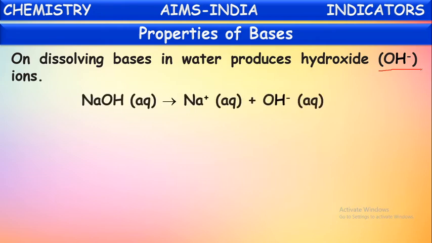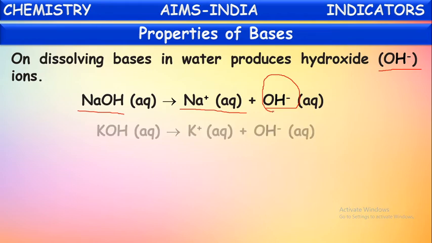For example, if you dissolve sodium hydroxide into water, if you make an aqueous solution of sodium hydroxide, this produces Na plus ions and OH minus ions. These OH minus ions are called hydroxyl ions. Not only this, in common, bases on dissolving into water release these OH minus ions. How acids produce H plus ions, in the same way, bases produce OH minus ions on dissolving into water.